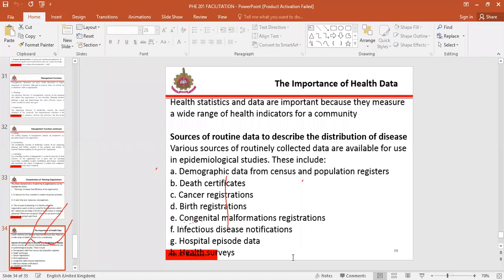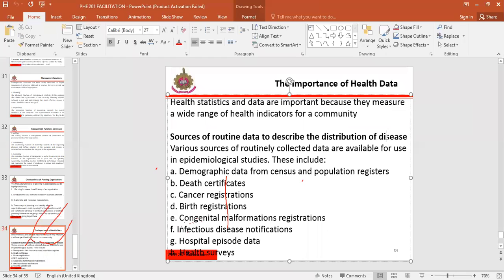Now, let's talk about the importance of health data. Health data are important because they measure a wide range of health indicators in our society. And for this purpose, we have some sources of routine data to describe the distribution of health challenges. It might not really be diseases.